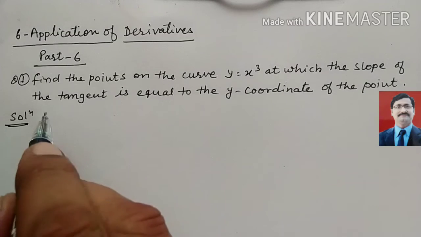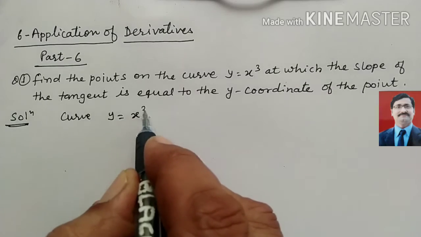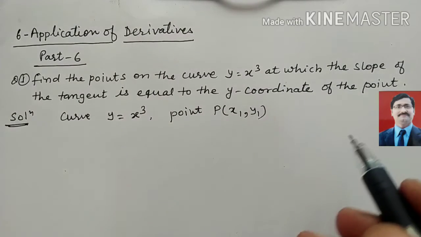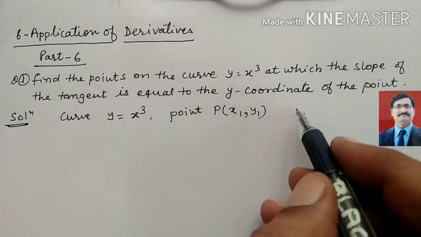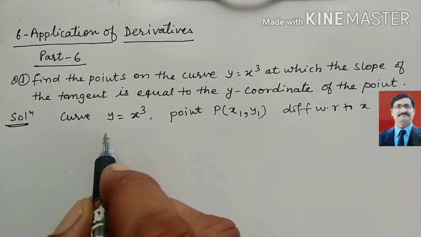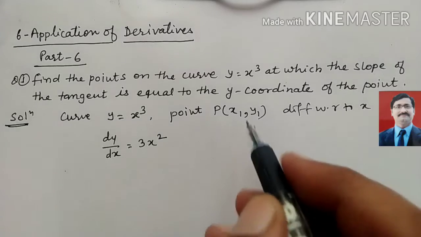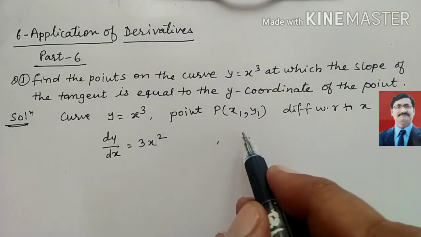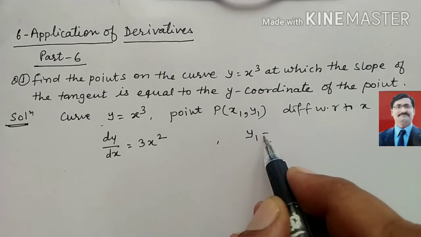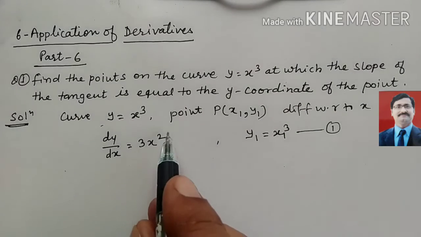Okay, so here the main thing is the curve is given, so we can write the equation of the curve, that is y equal to x cube, and here we will take a point P. We will take x1 and y1, and this we will differentiate with respect to x. So we get dy by dx equal to 3x square, and the point we take is x1, y1, which means this point also satisfies this equation. So we will get y1 equal to x1 power 3. This is equation 1, and dy by dx equal to 3x square we get.